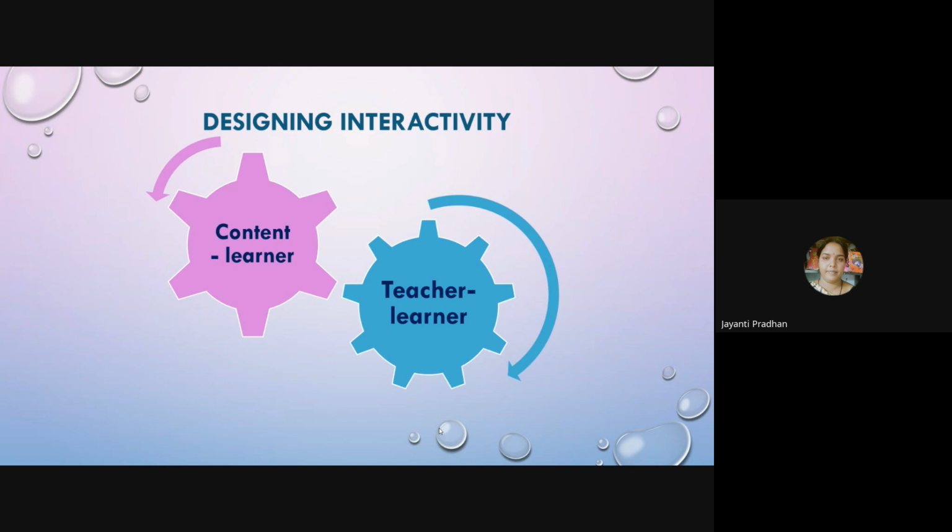Now, second, teacher and learner. If the materials are used by the teachers, then the teacher must think about the learner and how to deal with the learner to deliver the particular content. So here the teacher-learner interactivity is important. The interaction between content and learner is important. The interaction between teacher and learner is important to fulfill the goal or the objective set by the curriculum.